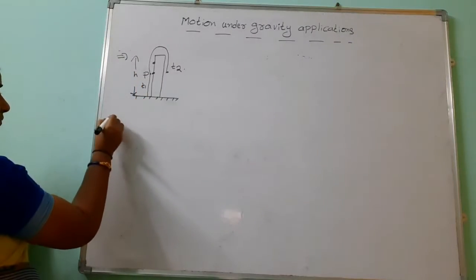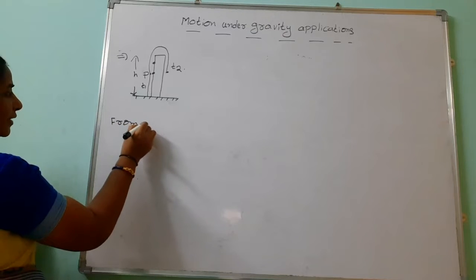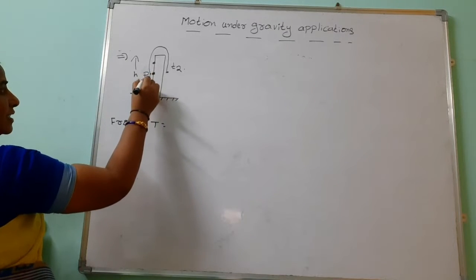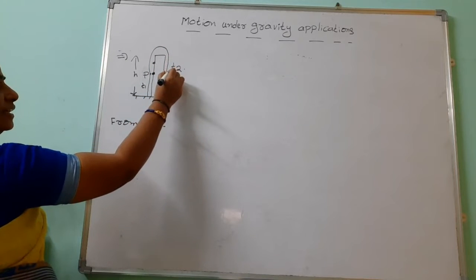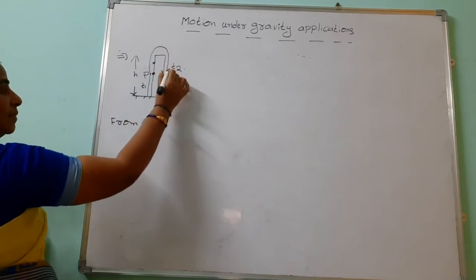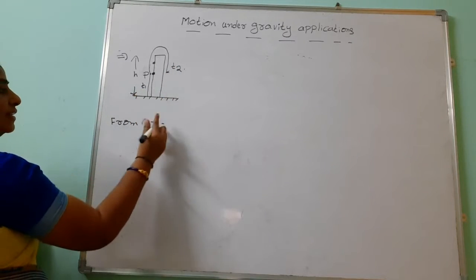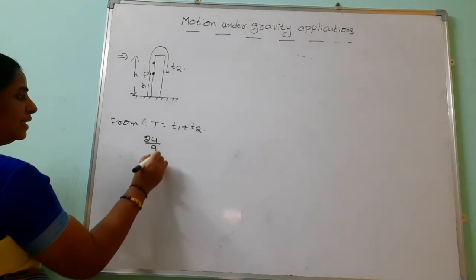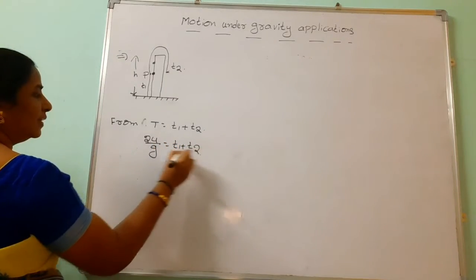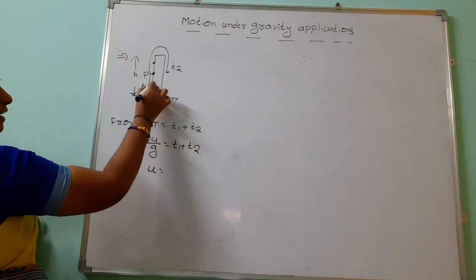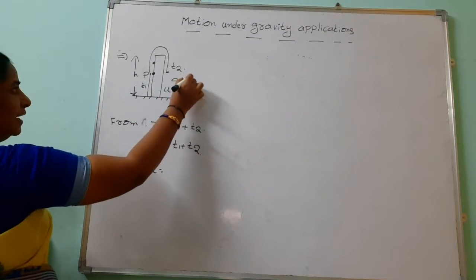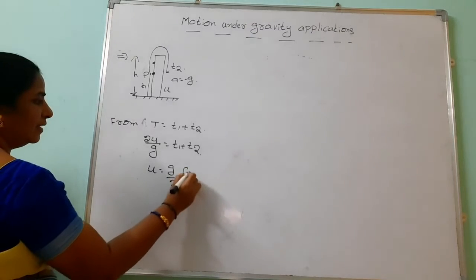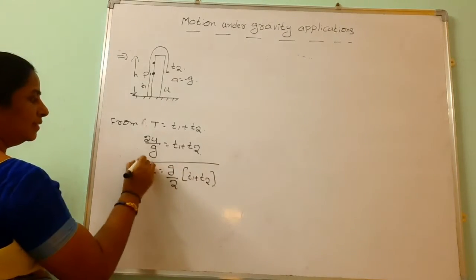So from the given figure, clearly we can observe that the time from ground to point P the first time is t1 seconds, and from here to here is t2 seconds. From here to here the total time is t1, means the remaining part is nothing but t1 seconds. So time of flight equals t1 plus t2. But the time of flight formula is 2u by g equals t1 plus t2. From this, the initial or projecting velocity is u, and a equals minus g because this is projected vertically upwards. Here u equals g by 2 into t1 plus t2.